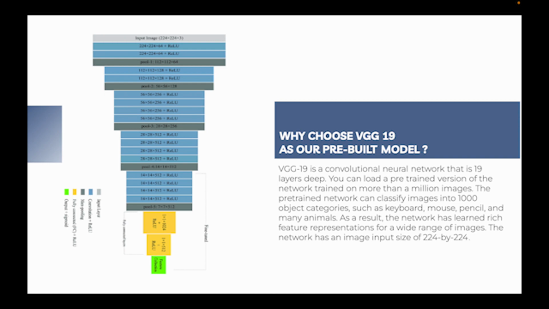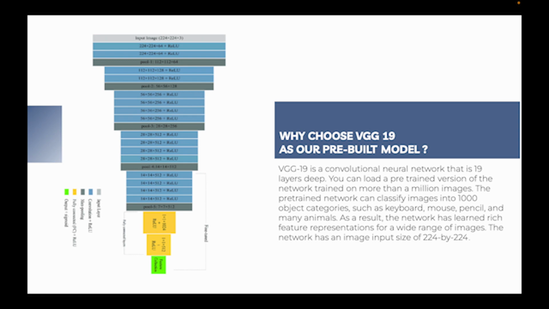So what is VGG19, which we used as our pre-built model in our project? First of all, VGG stands for Visual Geometry Group. VGG19 is an innovative object recognition model that supports up to 19 layers. It is trained on ImageNet data and has an accuracy of 92.7%.